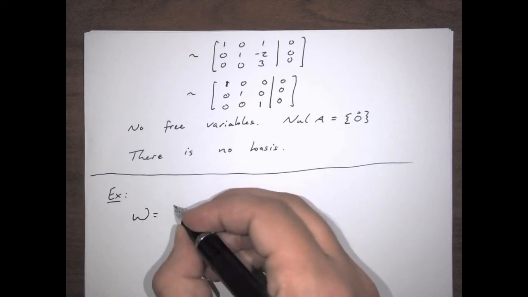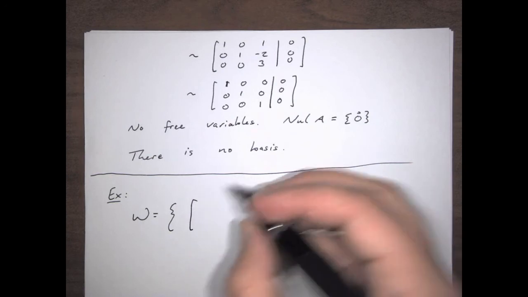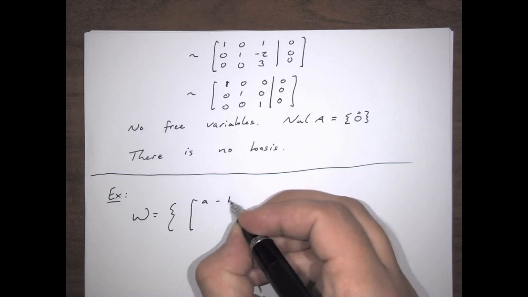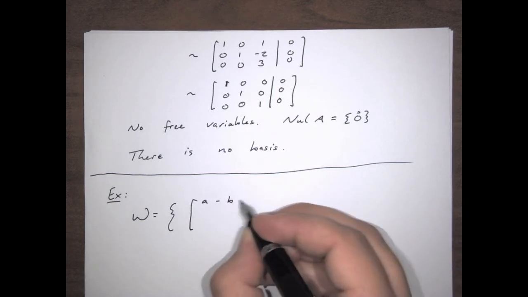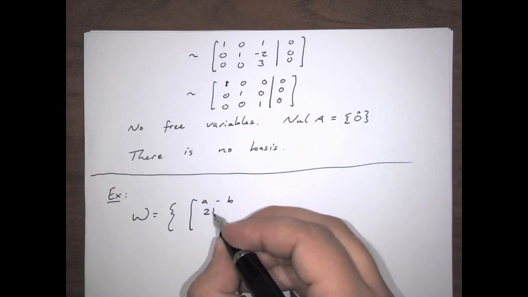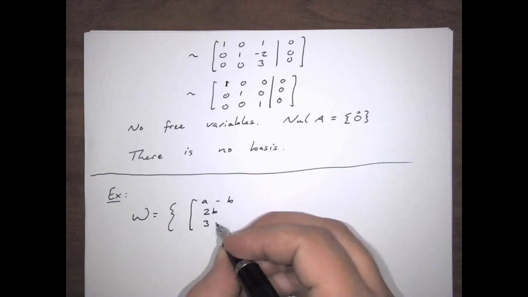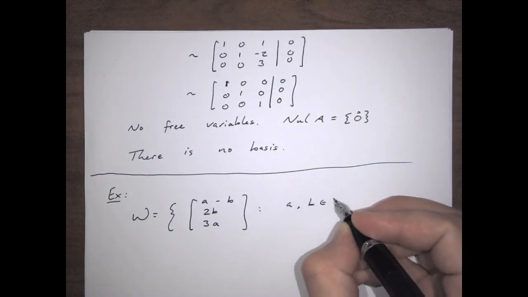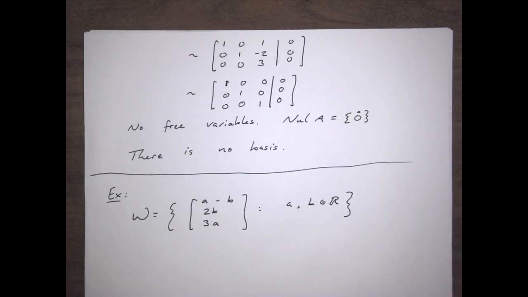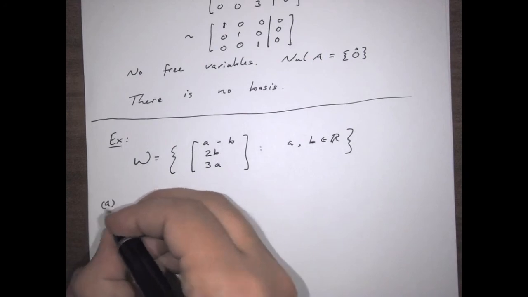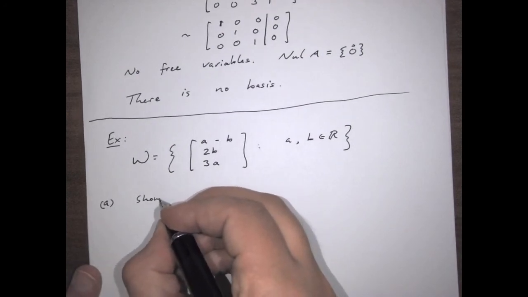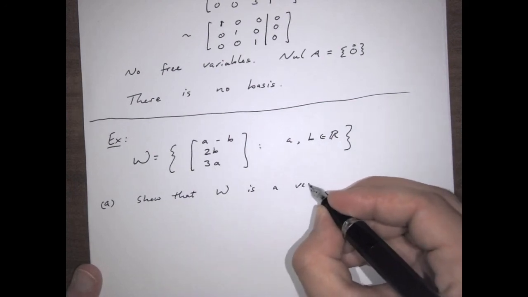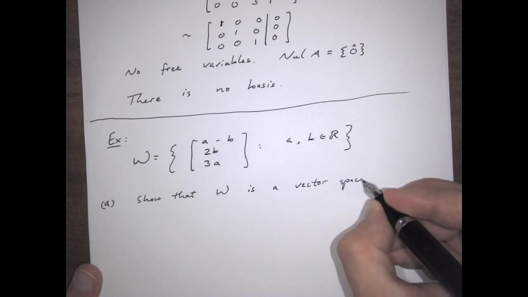So let's say W is equal to, let's say, A minus B, and then 2B, and then 3A, where A and B are real numbers. So let's say A, show that W is a vector space.